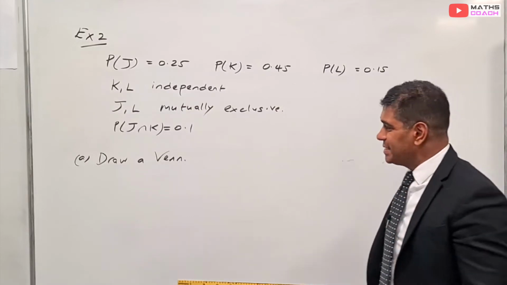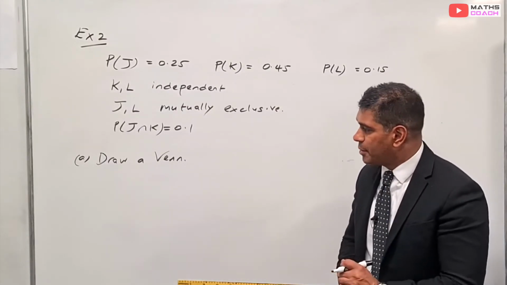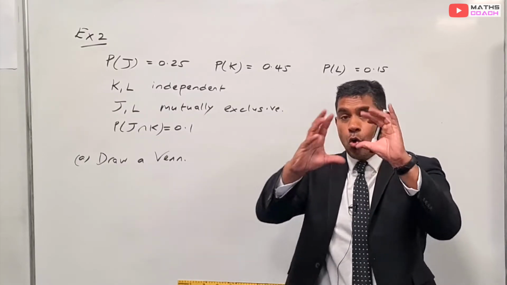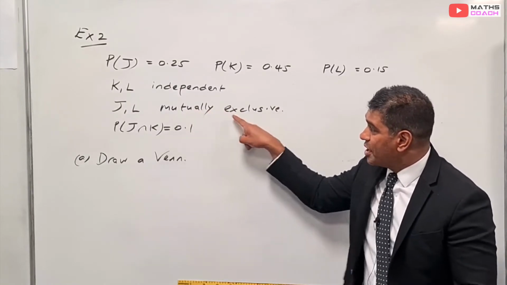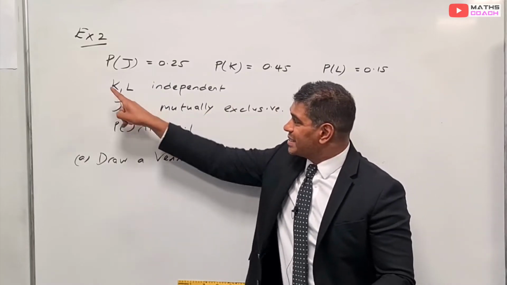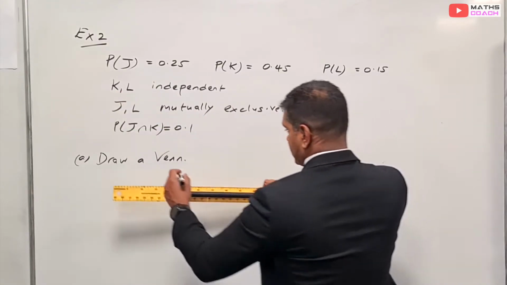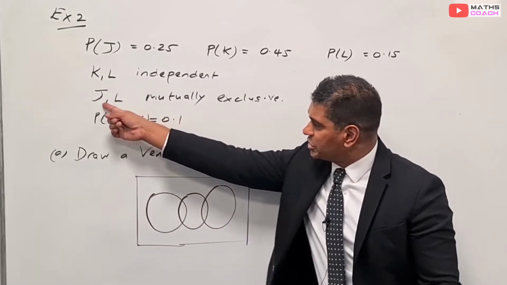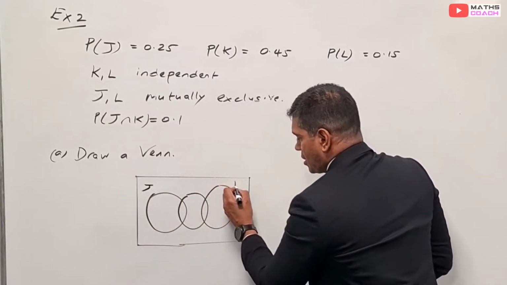Well, is it as easy as that? What we need to do is think about how we're going to put these circles together. Normally, our default will be 3 circles together, all stuck together here. But the problem is J and L are not allowed to be next to each other. So in this case, the letter K must be the holding ring. So let's draw that out first. Really important to label it. Because J and L are mutually exclusive, they have to be apart.